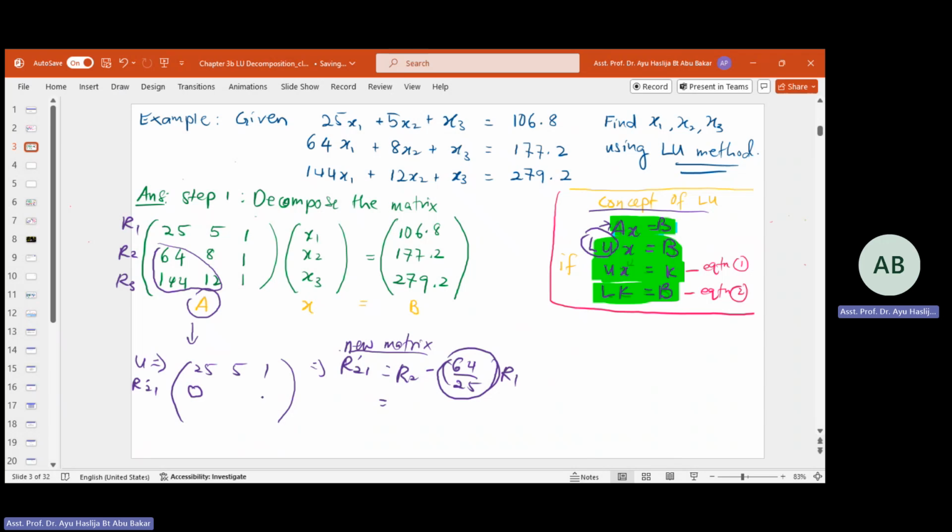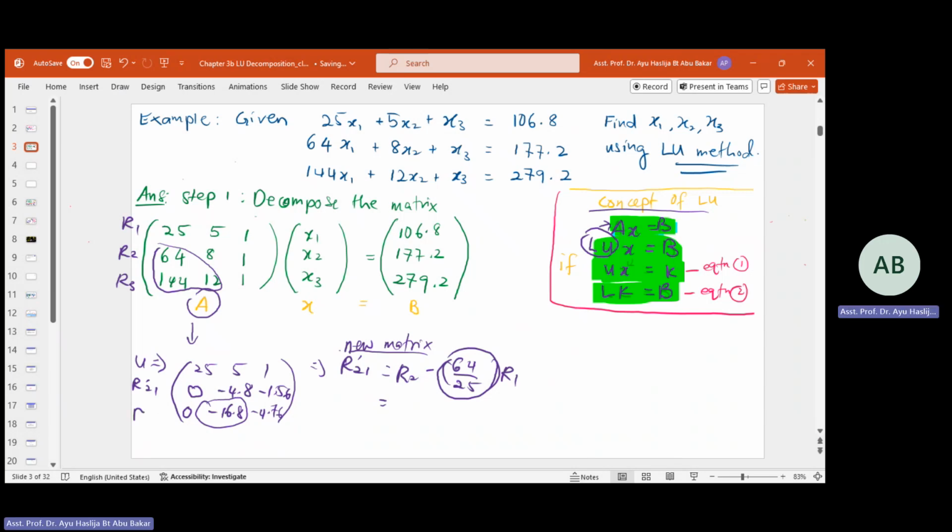Now, same thing for the rest of the values. So here you will get negative 4.8, negative 1.56. Okay, 0, 16.8, negative 4.76. Okay, this is the first part. We need to zero this part.